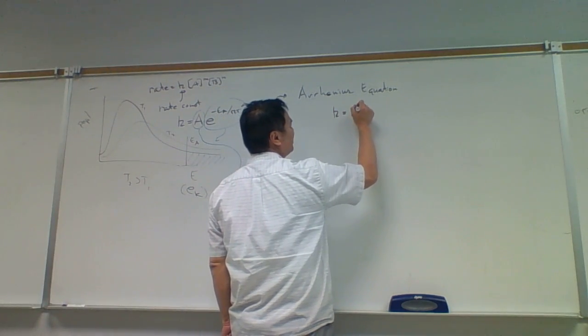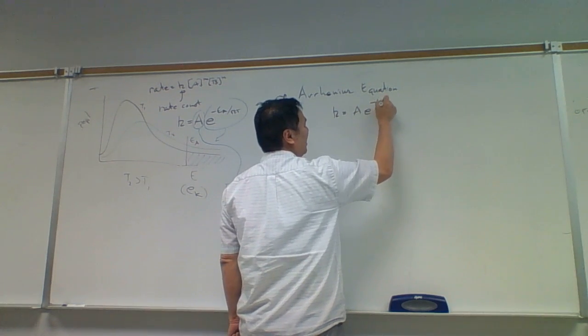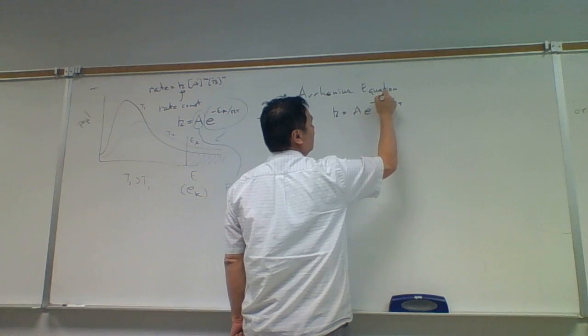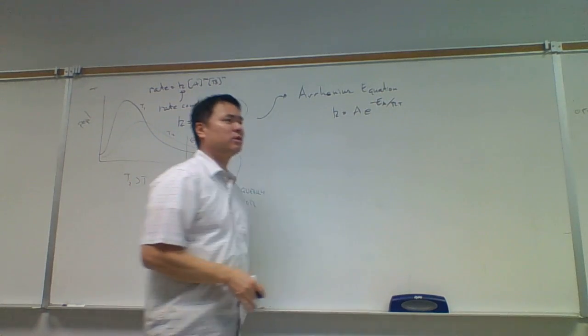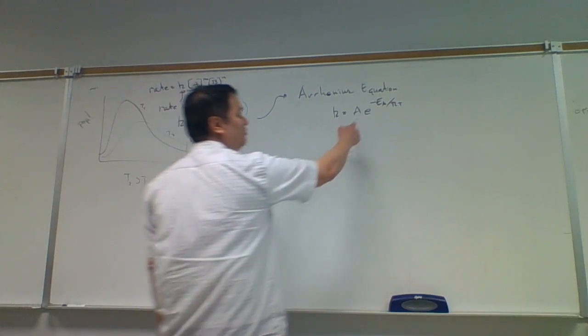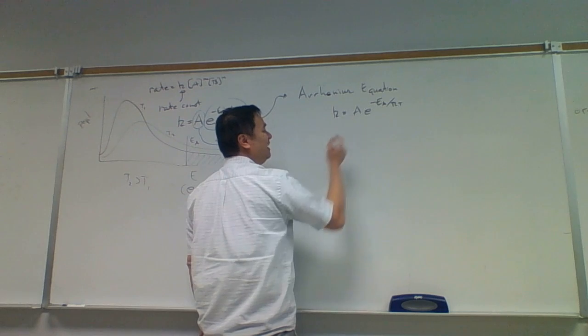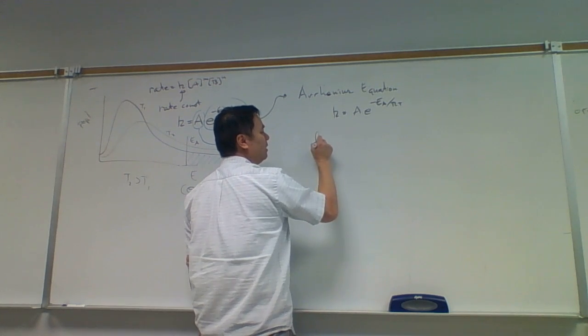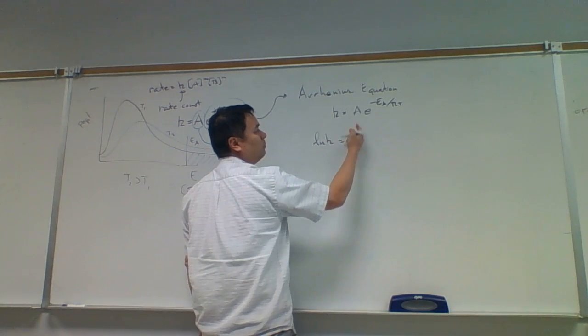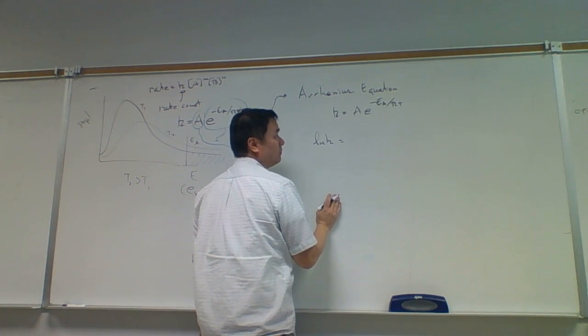That is, k is equal to A e to the minus Ea over RT. But there's a trick that we often do in chem, especially with these exponential functions. If we take the natural log, we can get rid of the e. If we take ln of k, the natural log of a product is you just add them together.